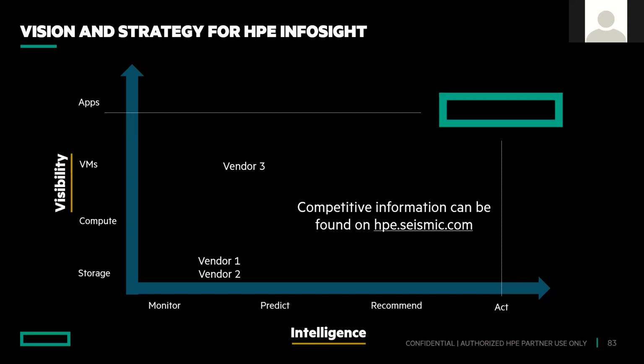Now, talking about the competition, this is just to give you an idea. If there's competition involved, ask them about the intelligence and ask them about the visibility. What do you see? Storage, compute, VMs, or applications? And on the intelligence, do you monitor? Do you predict? Do you recommend? Or can you act? Because I can tell you today, HPE is technically able already to act.